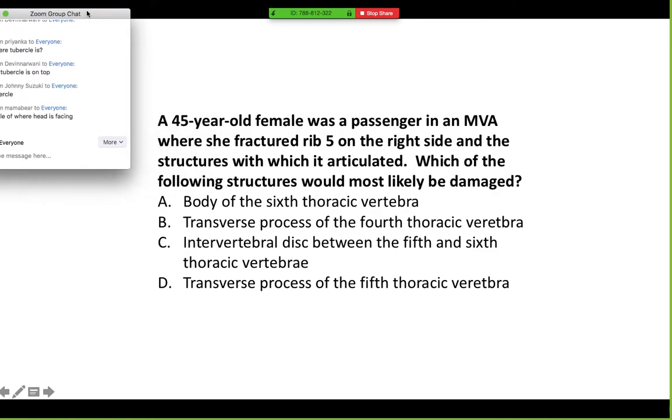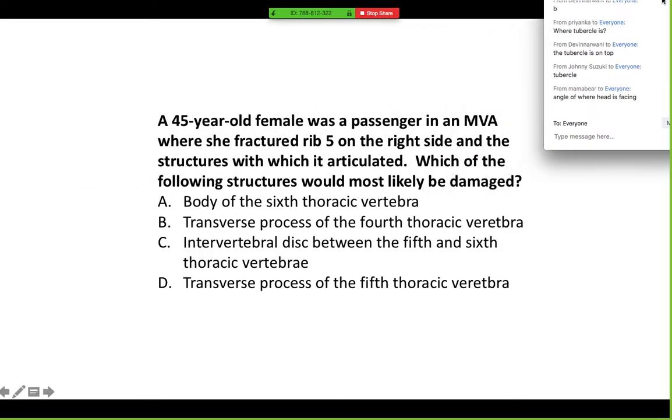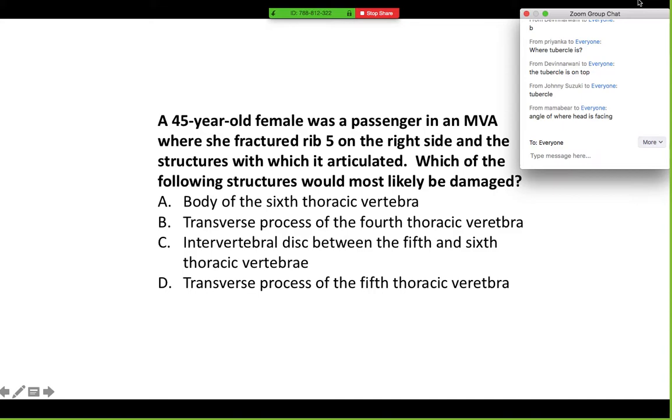Okay, so question. A 45-year-old female was a passenger in an MBA where she fractured rib 5 on the right side and the structures with which it articulated. Which of the following structures would most likely be damaged? Take a look at your answers and type your answer in the chat box.